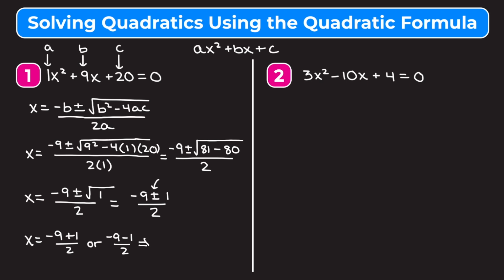So I'll do that over here. So negative 9 plus 1 is negative 8. So we get that x can equal negative 8 over 2. Or negative 9 minus 1 is negative 10. So or negative 10 over 2. And finally, just simplify these a little bit more. Negative 8 over 2 is negative 4. And negative 10 over 2 is negative 5. So we get that x can equal negative 4 or negative 5.